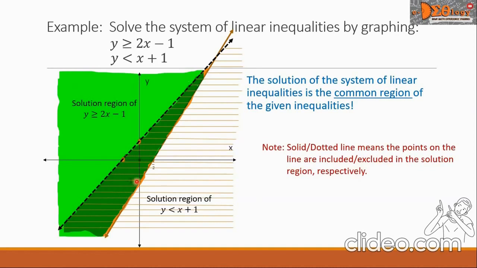In our solution region here, this line here is dotted and the line in here is a solid line. This is our final answer.